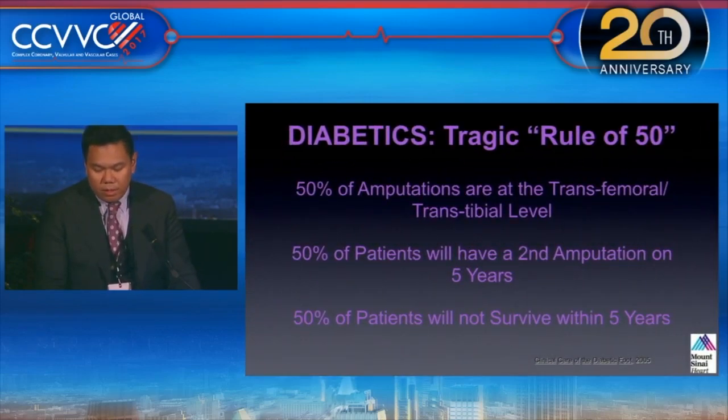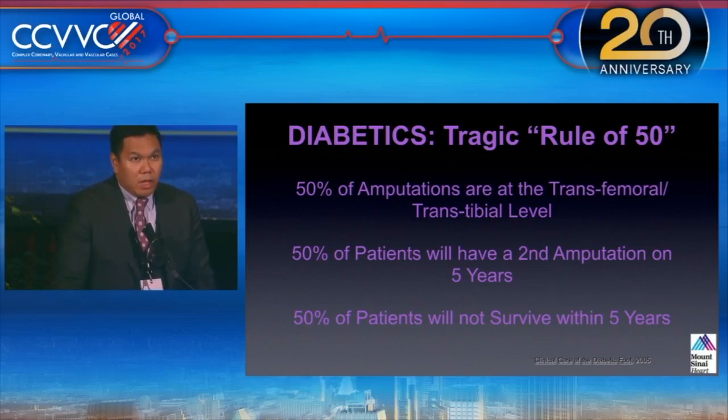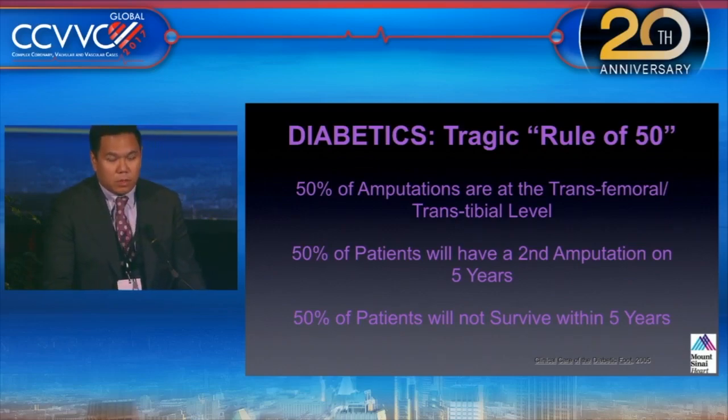Now, once we get to amputations, we think about the rule of 50. Half the patients that get amputations are at the transfemoral, transtibial level. 50% of those patients will have a second amputation in 5 years. And 50% of those patients that get a second amputation won't survive another 5 years.